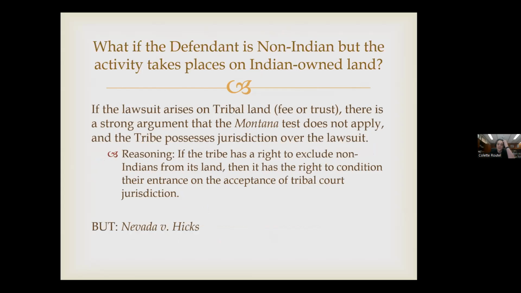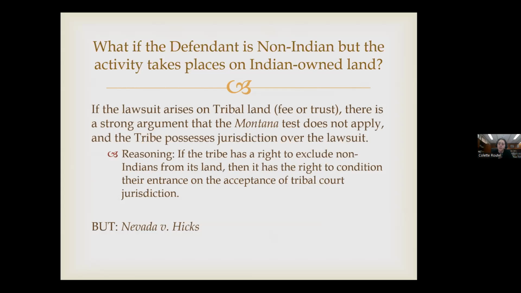What if the defendant is not Indian, but the activity takes place on Indian-owned land, like a tribal member-owned fee parcel or on trust land? This is not as settled as it should be. The whole line of Montana cases, and there are many cases that sort of fleshed out those two exceptions in the U.S. Supreme Court, all started with land that was held by non-Indians in fee simple within reservation boundaries. That's the Montana case. And then that was expanded to rights of way, like state highways, and Strate versus A-1 Contractors.